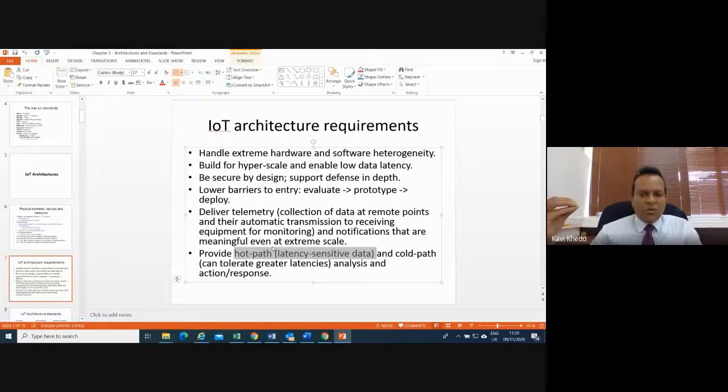For cold path streaming, meaning the collection and transmission of the information, and eventually the analysis of the information, can be delayed. It is not that this should be done in real time. So when you're implementing an IoT system, it is important for you to know whether it needs to be hot path, or it can be cold path. This is a decision you will have to make.